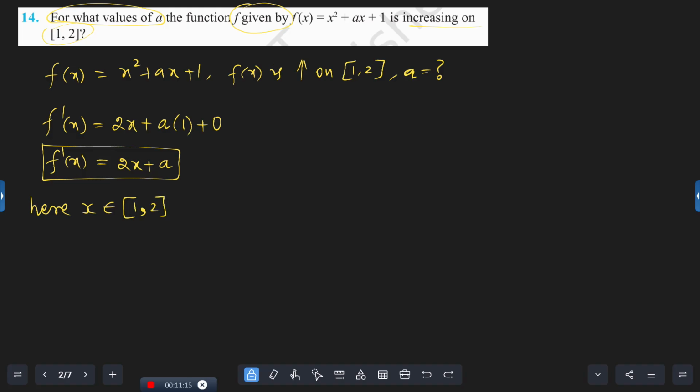They said x is increasing on the closed interval [1, 2]. Now x belongs to the closed interval [1, 2]. What is the meaning of this? It means 1 ≤ x ≤ 2. This is the meaning. Understand?